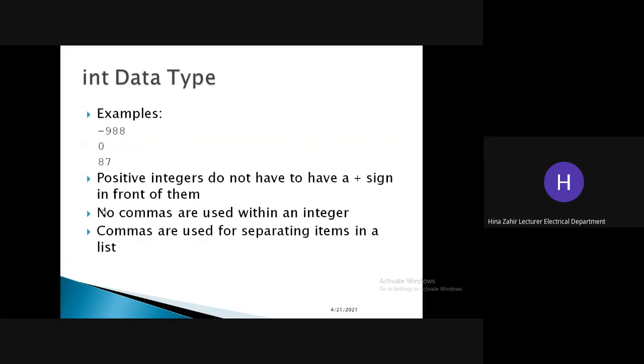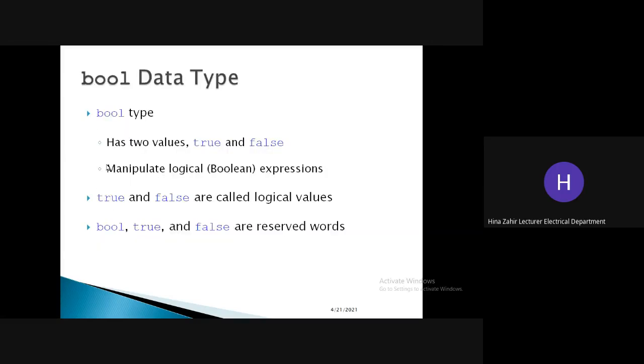Okay, so -988 and 087 are actually integer data type examples. And of course, it does not use a plus sign with 87. If you look at 87, you know that it is actually plus 87, but with minus, it does use the minus sign. Similarly, we say that the bool data type can only have two reserved words, true and false. We usually use this data type when we are using Boolean expressions, AND gate and NAND gate. But right now we are not using it, so just leave it.